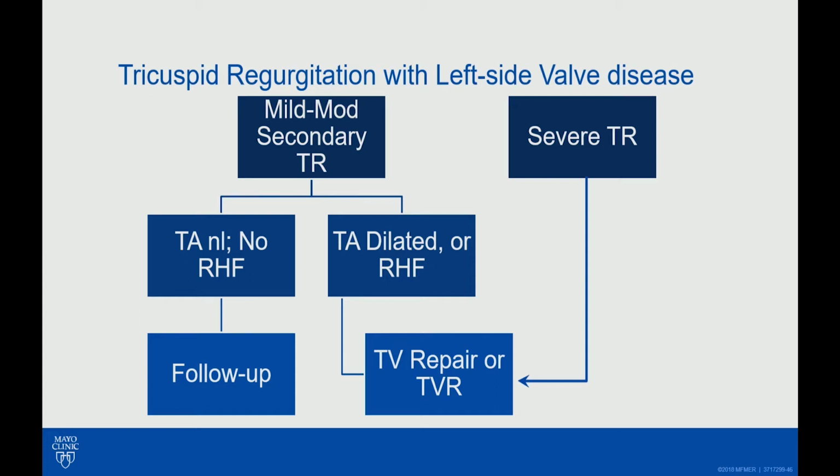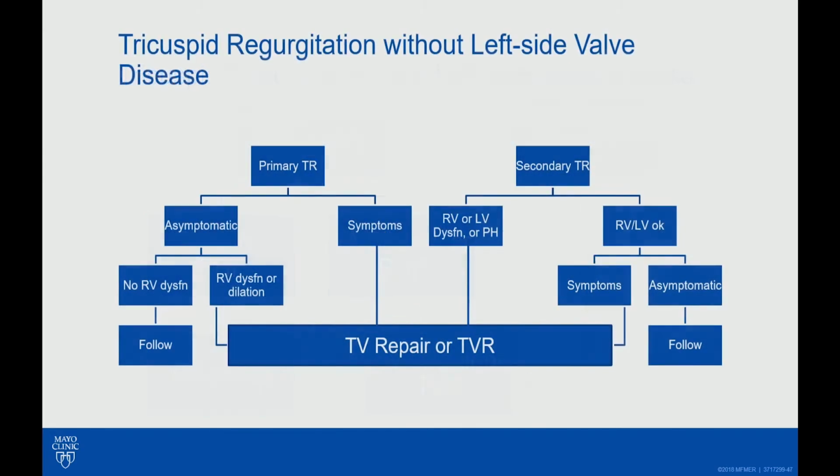Obviously, if they have severe concomitant TR, you're going to go ahead and fix that if you're in the heart anyway. But even if they only have moderate TR, if they have a dilated tricuspid annulus or signs of right heart failure, you might try to do a tricuspid valve repair at the same time as the left valve surgery. If the tricuspid annulus is normal and there's no right heart failure, then you probably don't intervene on that tricuspid valve. In the absence of left-sided valve disease, this is what the algorithm says in the ESC guidelines.